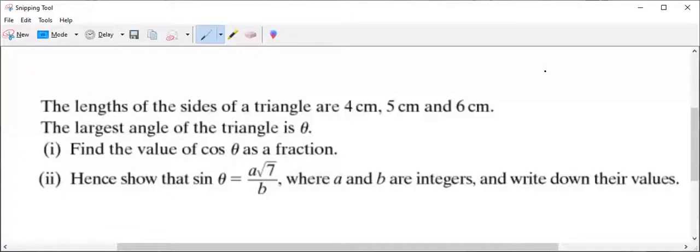All right, next question. This one here is question 8. We're going to come back to 7 in a second. The lengths of the sides of a triangle are 4, 5, and 6. The largest angle in the triangle is theta. Find the value of cos theta as a fraction. So our lengths are 4, 5, and 6. The largest angle is always opposite the largest side. So there's 6. It doesn't really matter where you put 4 and 5 for the moment.